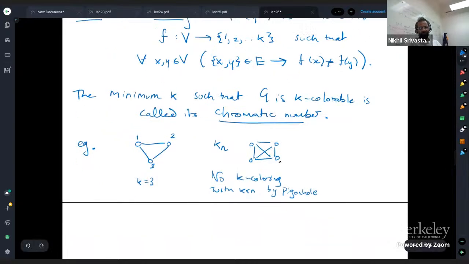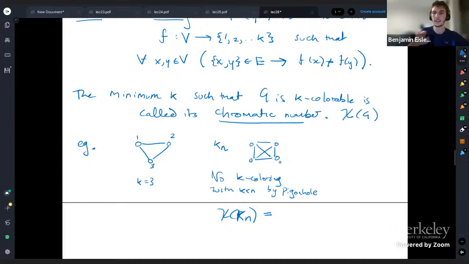So then the chromatic number, this is denoted chi of G, the chromatic number of the complete graph on n vertices. We just said it can't be less than n. Could it be equal to n? Yeah, if you color each vertex a different color, then no 2 vertices have the same color regardless of whether or not they're connected. So it's n.